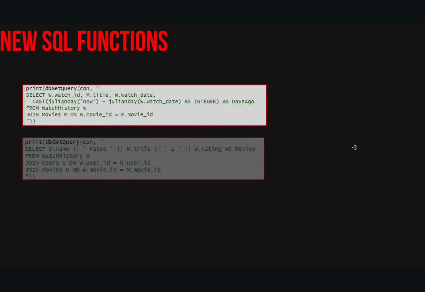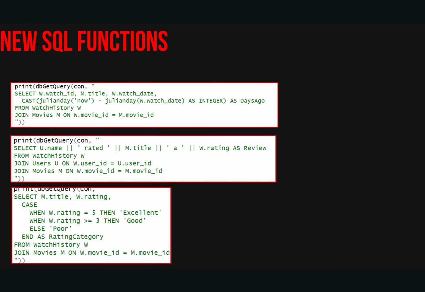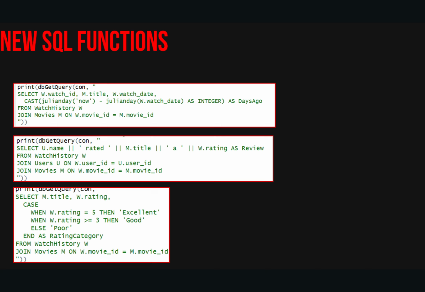Going into new SQL functions, I added some that weren't covered in class. Right here I used Julian Day, which describes how long ago a movie was watched. This tells me how many days ago each movie was watched. This kind of information can help with recommendation algorithms. Netflix might want to remind a user to rewatch something they haven't seen in a while.